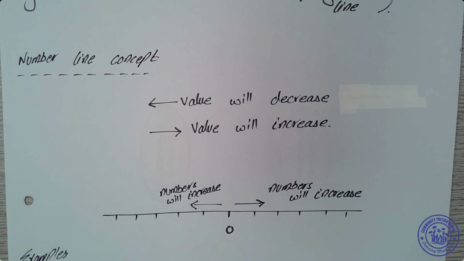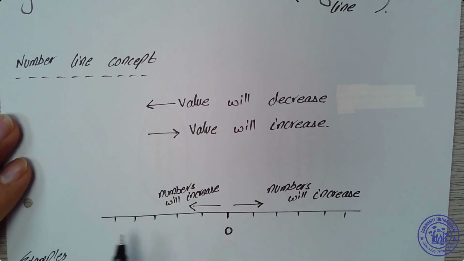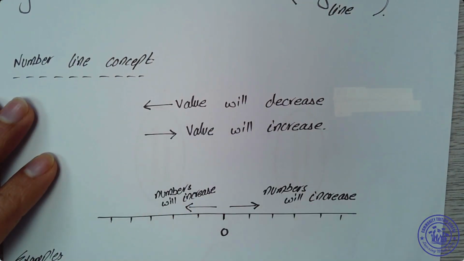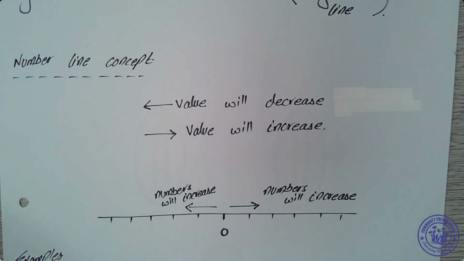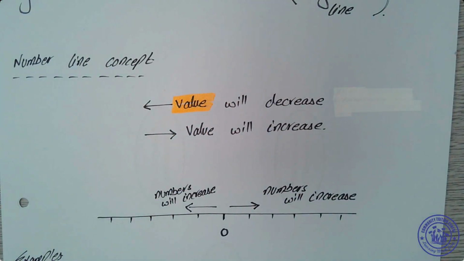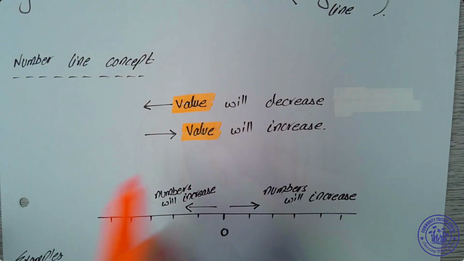The first thing is, when I'm using my number line as a horizontal line, if I go to the left side, then my value will decrease. I'm talking about value. If I go to the right side of the number line, then my value will increase. I will give you an example on this in a minute.